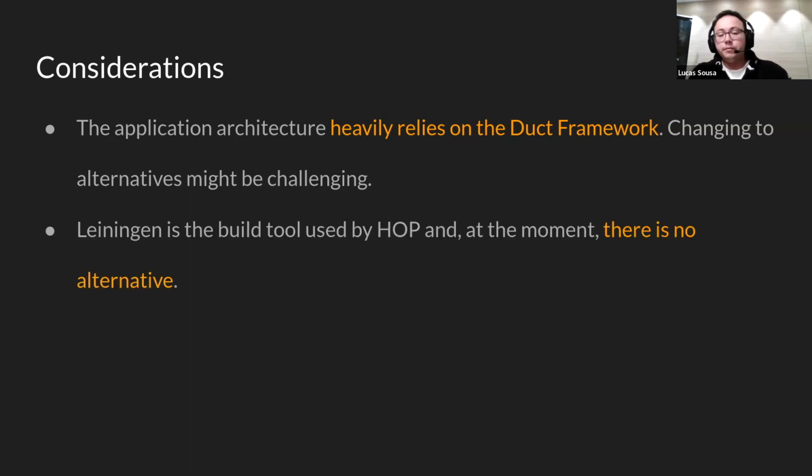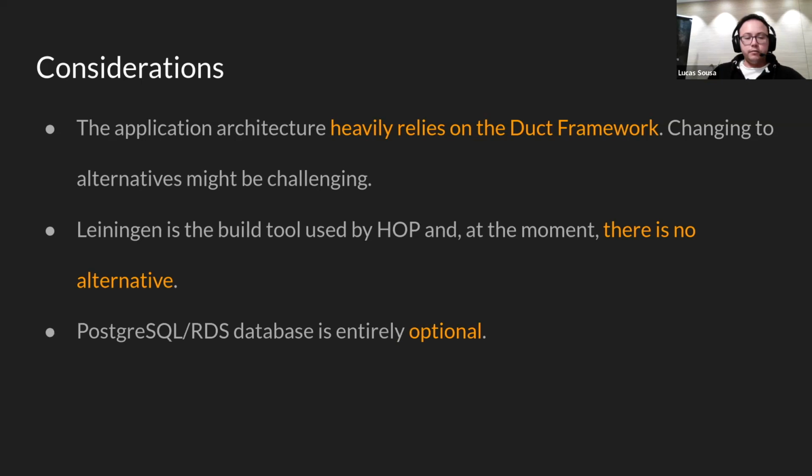Leiningen is the build tool that Hop uses, and at the moment there is no alternative. This is basically due to the fact that we have been using Leiningen for a long time. Back in the day, if you remember, when we were still on Boot, Leiningen was kind of the de facto build tool. And we have been using it ever since, mostly because it was there since the beginning, and also because it is a bit tied to Duct, because we used to use Duct templates, which are also based on the Leiningen templating machinery.